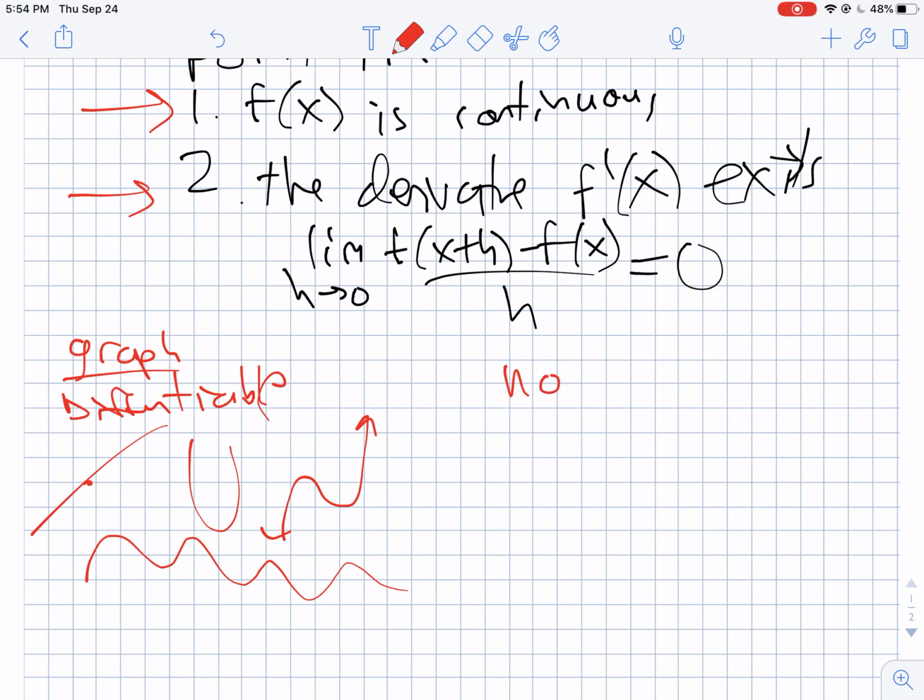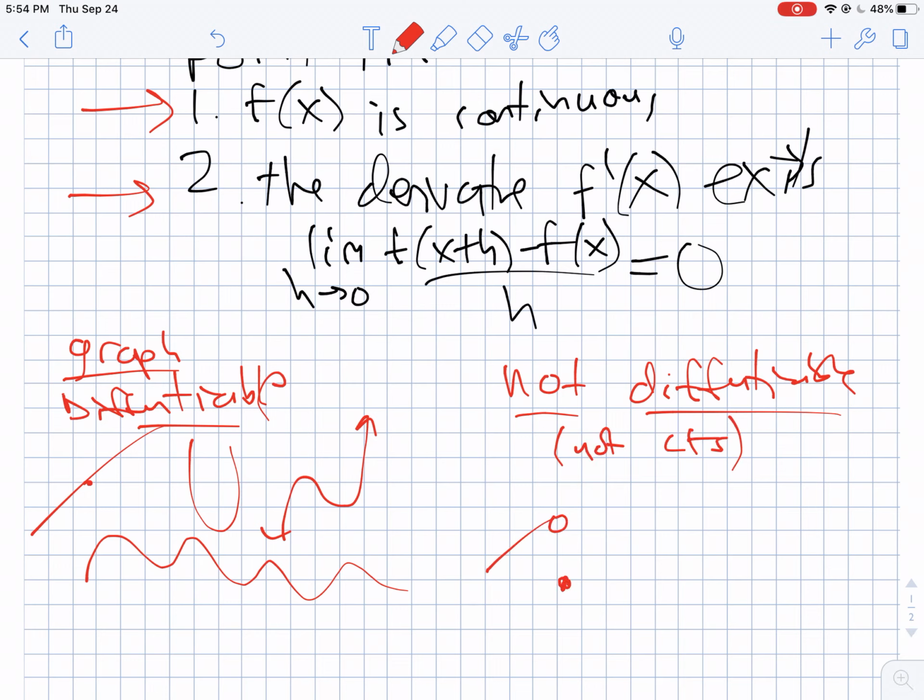Now, if something is not differentiable, there are a couple ways that it can look. One is it cannot satisfy the first condition, right? It might be not continuous. So you could have a jump in a function. If we have a jump, we obviously can't find a derivative at that point. Same with a hole. We can't find a tangent line at that point, or an asymptote or something like that. So if it's not continuous, you know it's not differentiable.